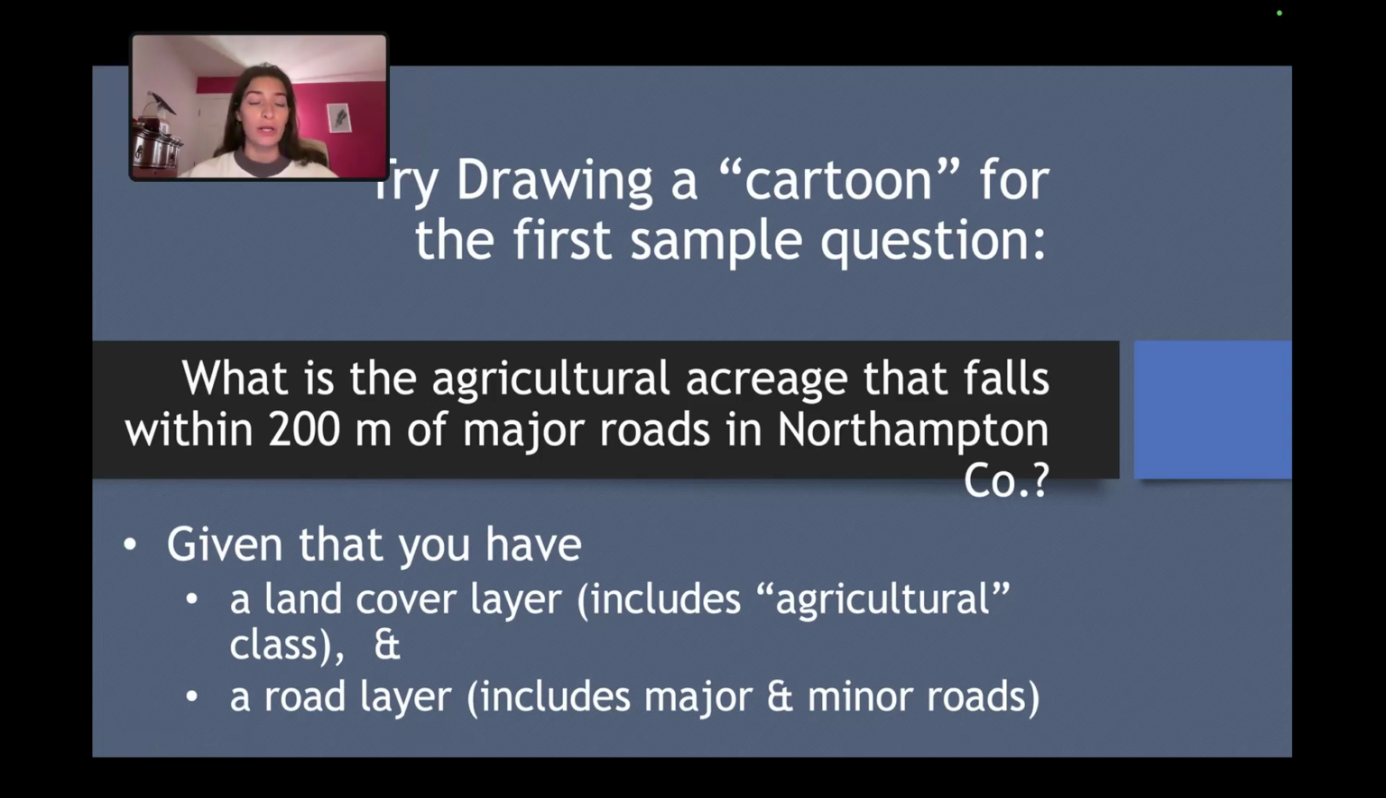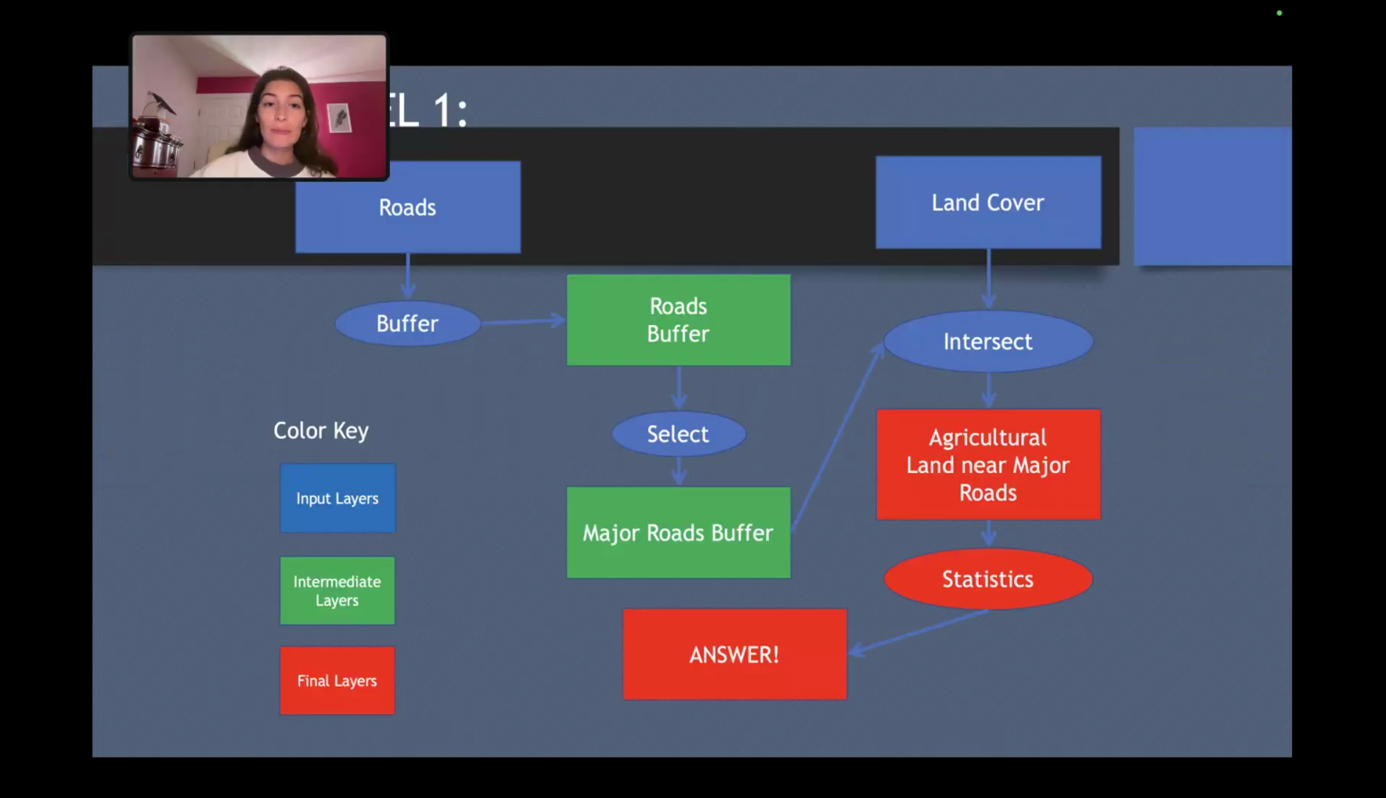So for the first one, the agricultural acreage that falls within 200 meters of major roads in Northampton, there is a cartoon coming up. I know this is asynchronous at this point, but try to actually draw out a cartoon for how you would go about answering this question. So you have a land cover layer that has an agricultural class, and then you also have a road layer, including major and minor roads. Take a pause, try to work on it, and then start looking through these. See which one your model looks most like.